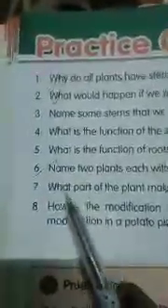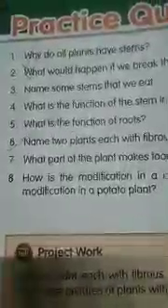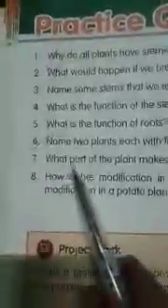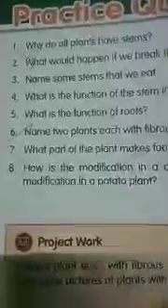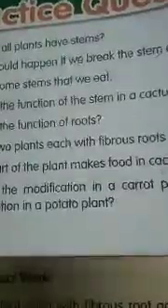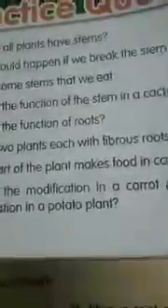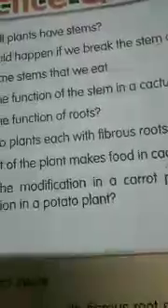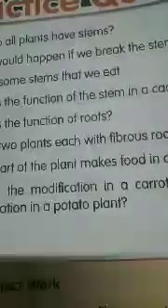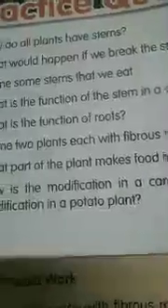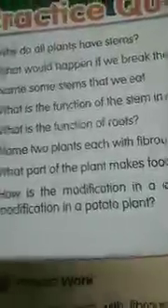children? Now open your question answers. Turn to page number 38. Go to question number 6. Name 2 plants each with fibrous roots and taproots. Right? What part of the plant makes food in cactus? Why? Coming to the cactus, it has leaves reduced to spines, already I told you. So therefore photosynthesis takes place through the stem.